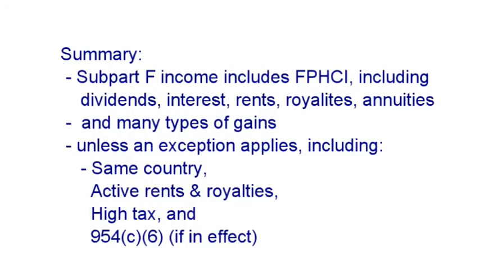To sum up, Subpart F income includes foreign personal holding company income as well as other income. Dividends, interest, rents, royalties, annuities, and many types of gains from property transactions are all treated as FPHC income unless an exception applies. The key exceptions are the same country exception, active rents and royalties exception, the currently expired Section 954(c)(6) exception, and the high tax exception.